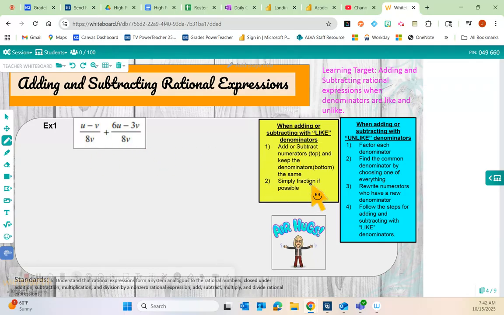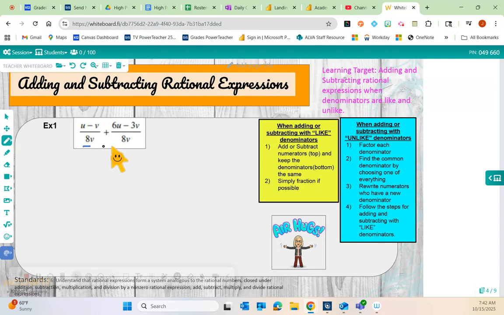If you'll notice, I have some rules and some guidelines to help you out. In the yellow box, I have what do we do when we're adding and subtracting, and we already have like denominators. And then in the aqua box, what do we do when we're adding and subtracting, and we have unlike denominators. So we're focusing today on just adding and subtracting.